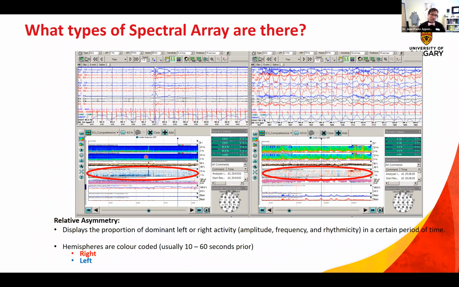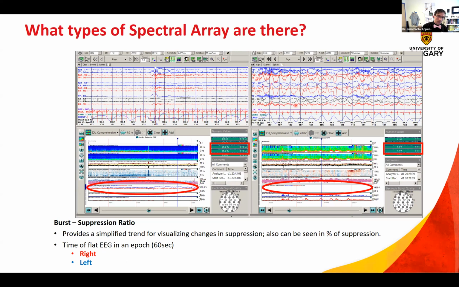And then the asymmetry takes the overall activity, the amplitude, frequency, and rhythmicity, and sees which hemisphere is more dominant. And not only the hemisphere, it's color coded, blue is left and red is right, but it also tells us in which frequency the dominant activity happened. For instance, in these very slow seizures on the right, you can see very red dots in this newborn.